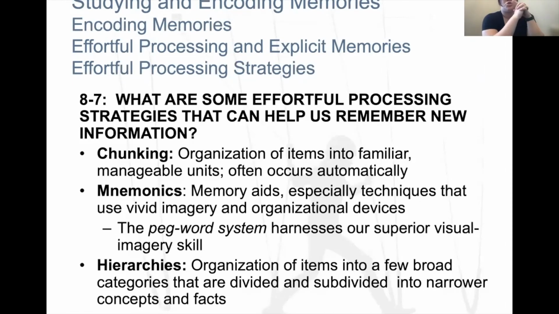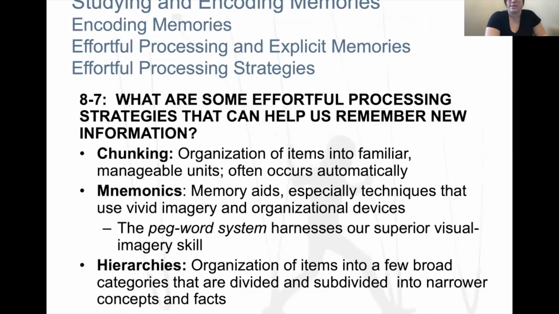So what are some strategies? What are some effortful processing strategies that can help us remember new information? A few examples are chunking, right? This is organization of items into familiar, manageable units. This often occurs automatically. Mnemonics, right? Memory aids, especially techniques that use vivid imagery and organizational devices.